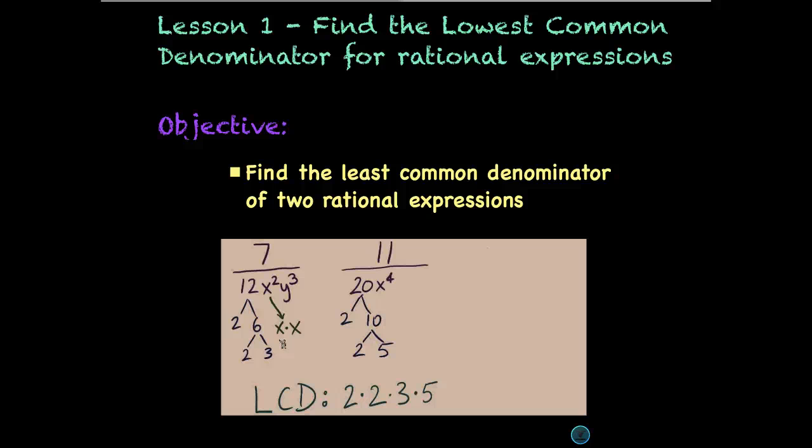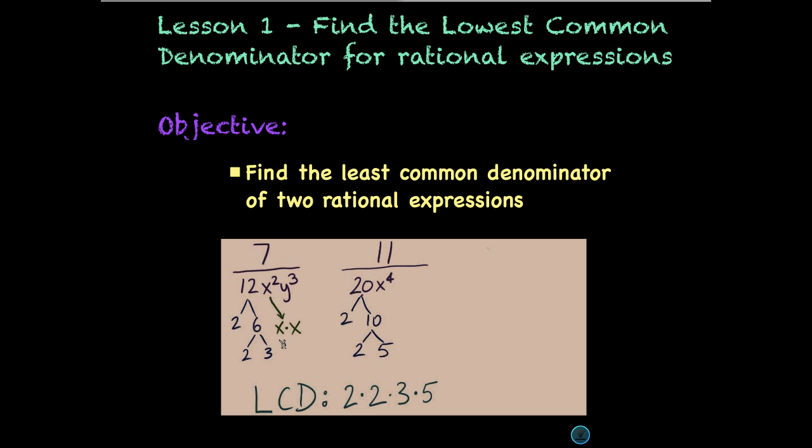Welcome to Lesson 1, Find the Lowest Common Denominator Expressions. Our objective is to find the least common denominator or lowest common denominator of two rational expressions. This is going to be an important lesson because this week we will be adding and subtracting rational expressions. And in order to do that, we need to have a common denominator.